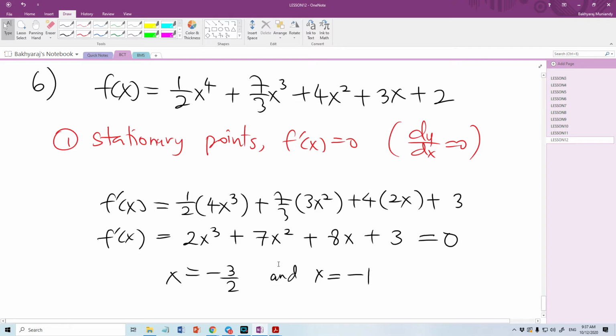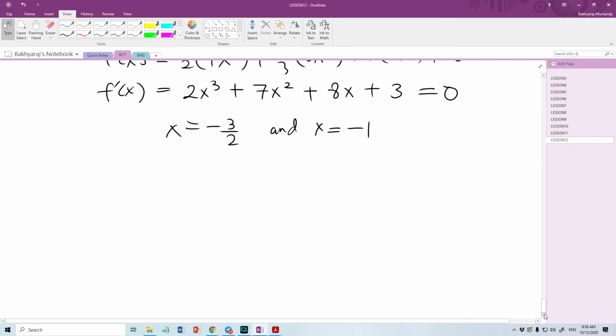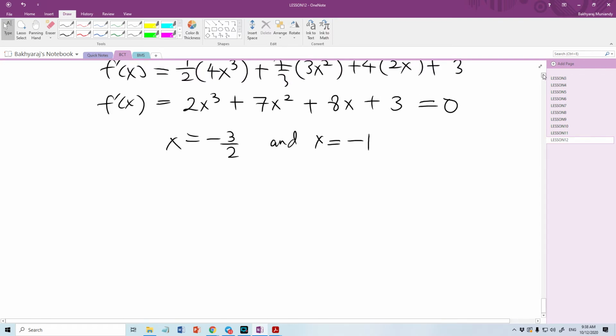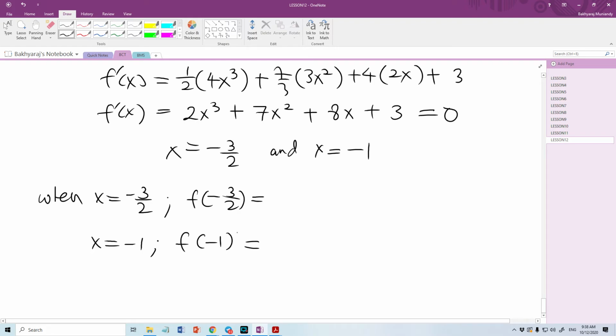Once you get this answer, now you need to get the y value. Cari y value dia. When x equals to negative 3 over 2, f of negative 3 over 2, you should get substitution. Cari nilai dia. When x equals to negative 1, get the function of f and put the value of negative 1.